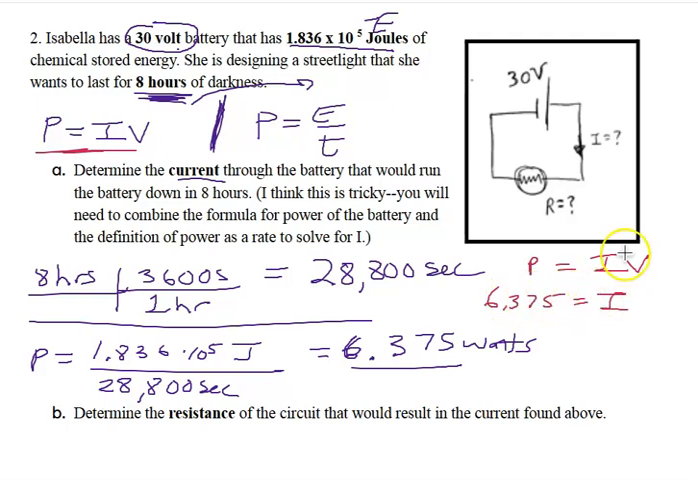6.375 equals I times 30 volts, and I equals 0.2125 amps. Okay. So that was a 2-step problem, actually 3 steps if you count converting. On the PDF answers, I merged the equations together algebraically before I plug things in. So whichever you prefer. All right, let's move on to B.